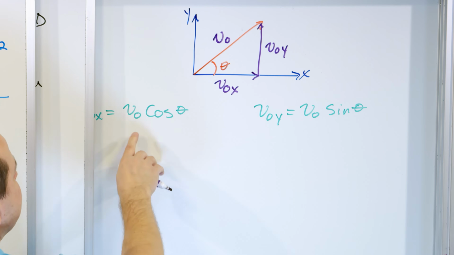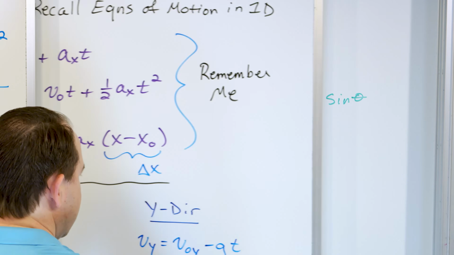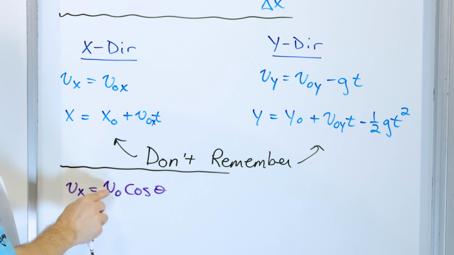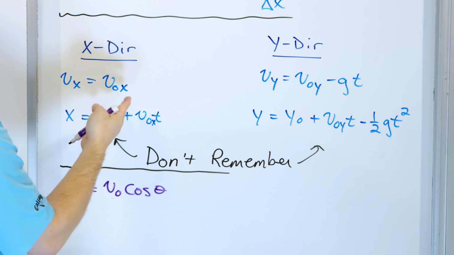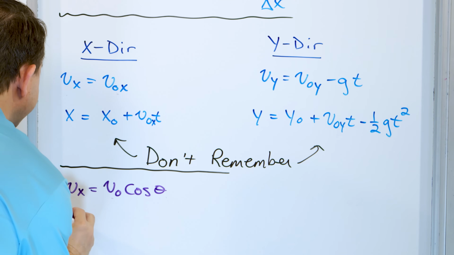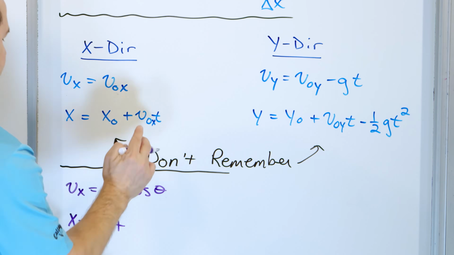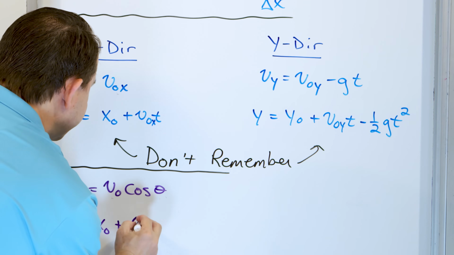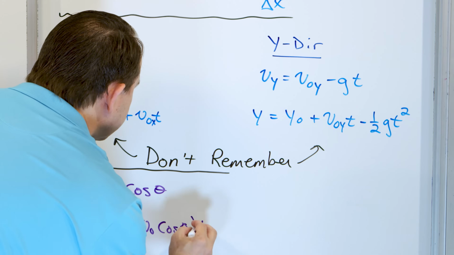We just said V naught x was equal to V naught times cosine theta from this triangle. And all we did was take that and put it in here, and now we have a new equation which looks totally different and scary, but it's just plugging in something we know from trigonometry. And then down here, x is equal to x naught plus V naught x times t. The way I want to write that is V naught cosine theta multiplied by time.